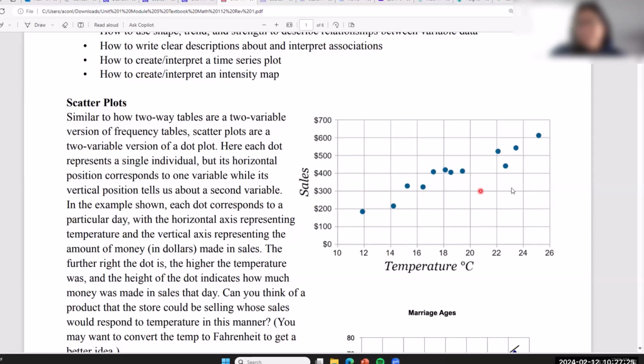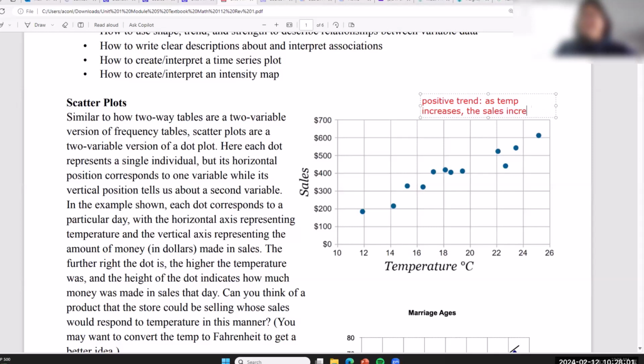As we move to the right on this graph, where are the dots going? On the y-axis, are they going up or are they going down? They're going up. So that means as the temperature goes up, the sales are also going up. Okay. So this is what's called a positive trend. As the temperature increases, the sales increase. So they work together.